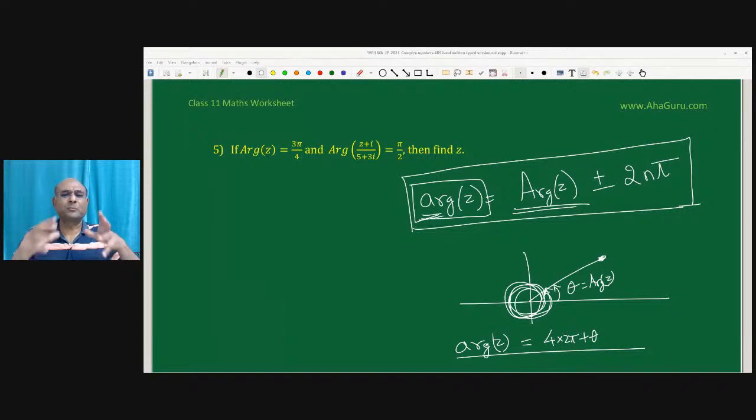So we don't use small ARG. We use capital ARG to give you unique values. If I gave you small ARG is 3 pi by 4, that is also correct, because small ARG can have so many possibilities. But once I told you it is 3 pi by 4, that is the principal value. Okay, go on. Please find the answer to question 5.